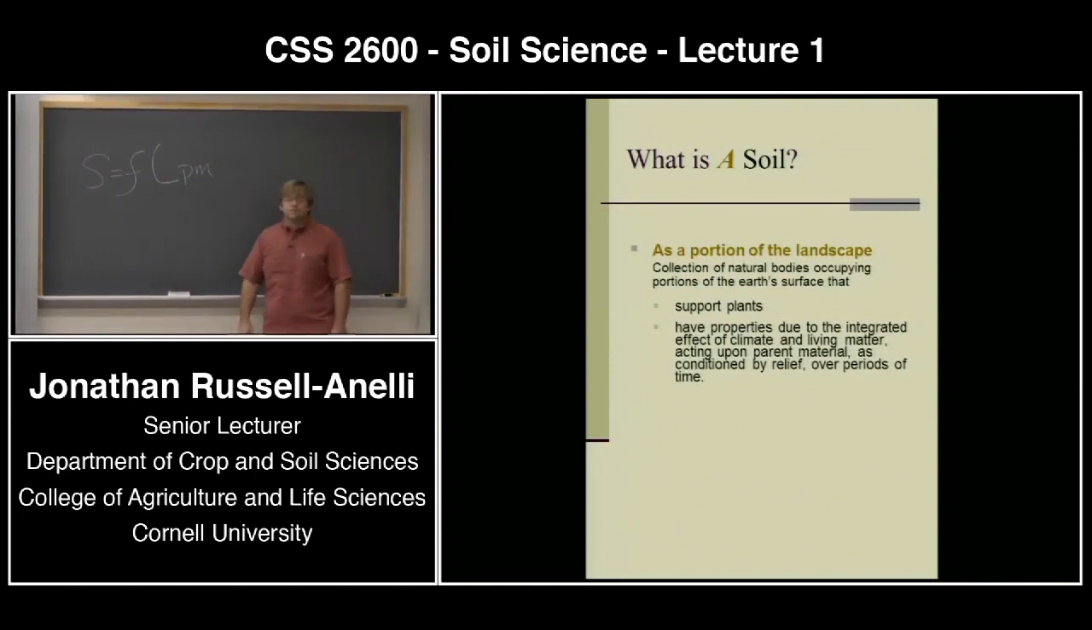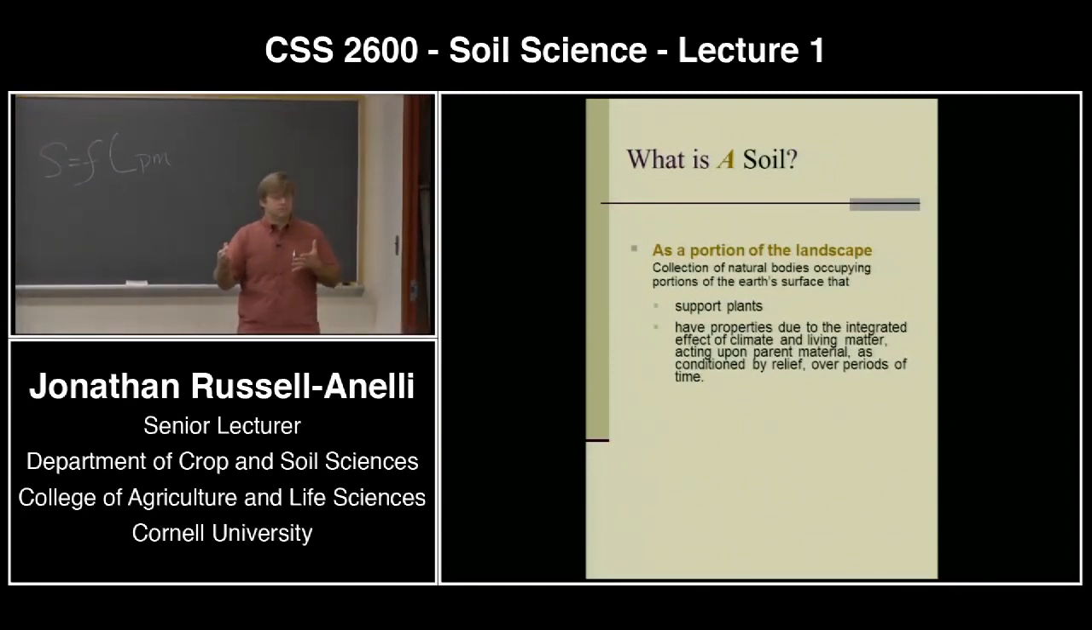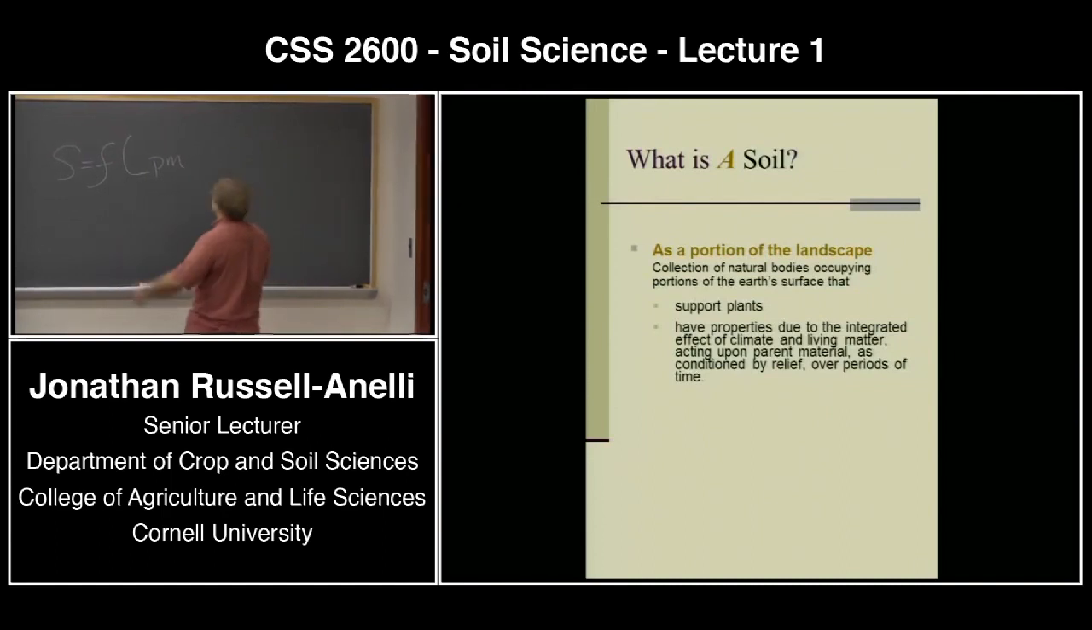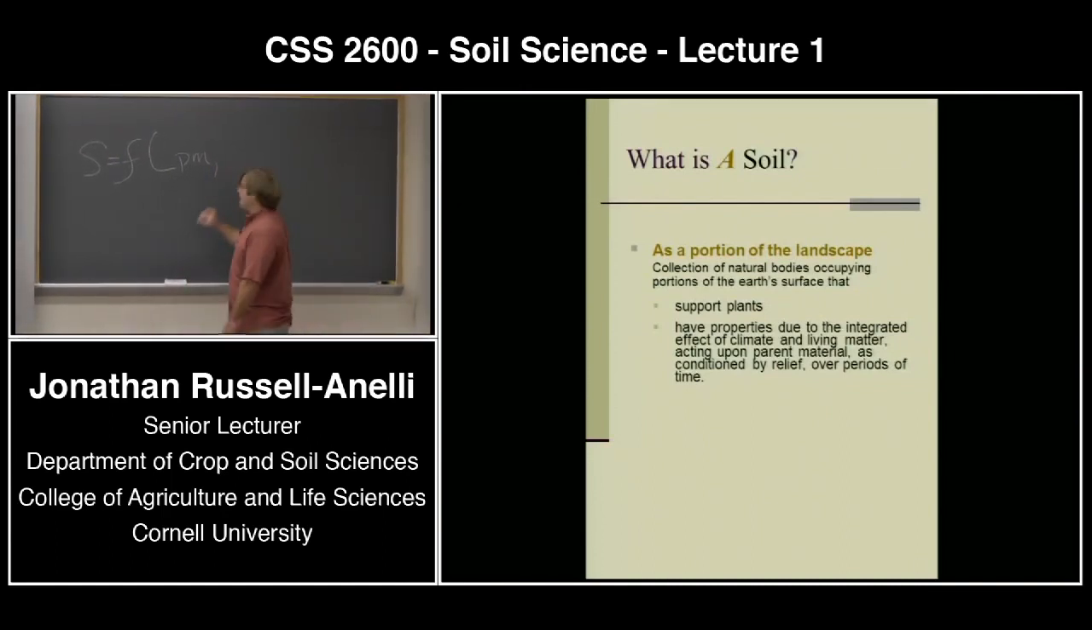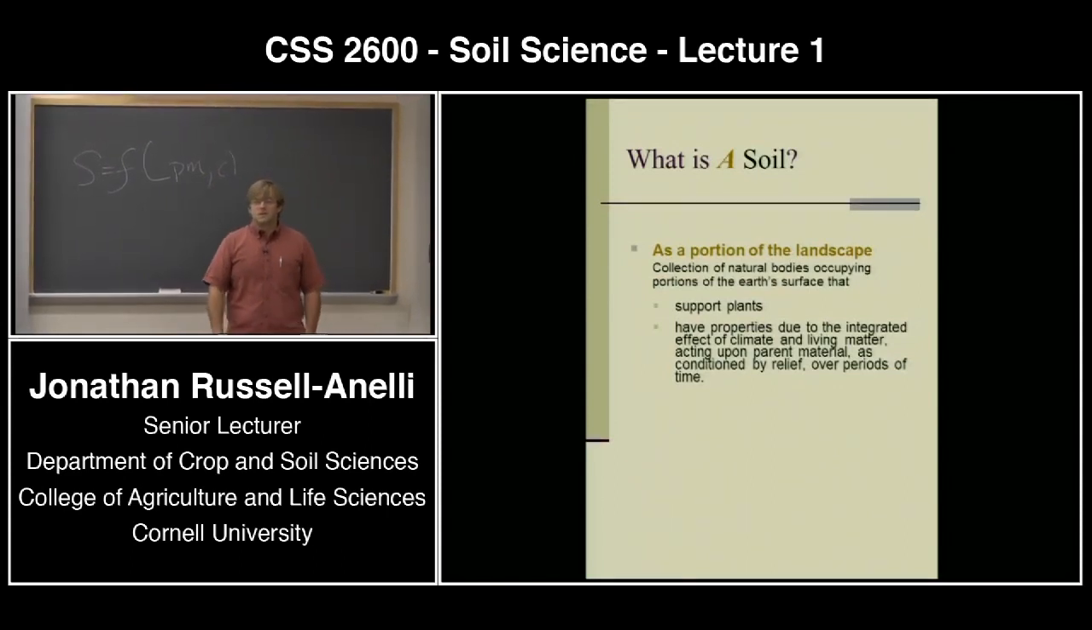Soils equal a function of parent material. What is parent material? Rocks and organic material. One of our definitions of what soil is, right? Rocks and organic material. Okay. This parent material is affected by climate. Okay, what's climate? Temperature and moisture. We've talked about both of those.